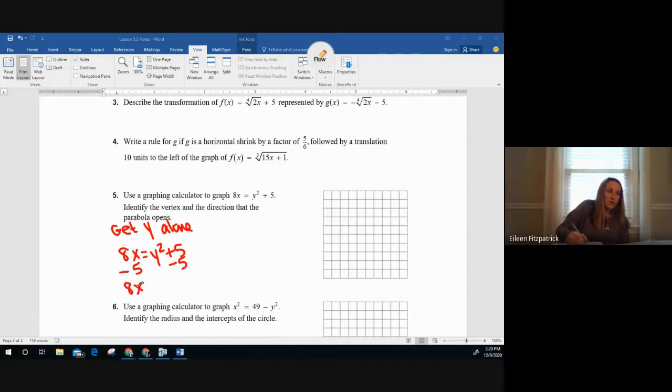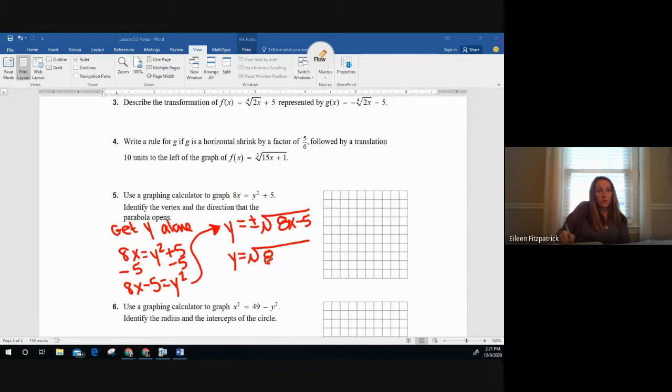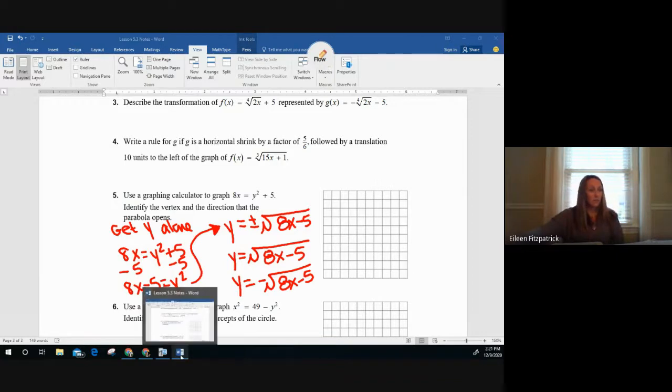So I have 8x minus 5 equals y squared. Then I'm going to take the square root of both sides. Don't forget your plus minus. So y equals plus minus the square root of 8x minus 5. So when using my graphing calculator, I'm going to graph it as y equals the square root of 8x minus 5 and y equals the negative square root of 8x minus 5. Okay, so let's take a look at our graphing calculators once we plug that in.